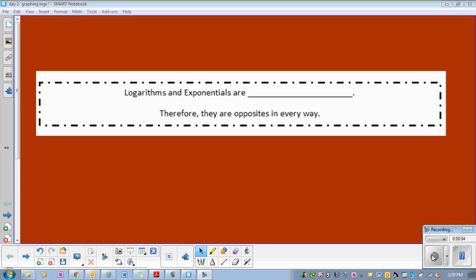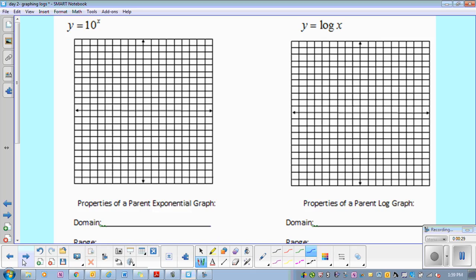All right, so logarithms and exponentials, they are basically inverses, okay? These are inverses of each other, which means that basically they're opposites in every single way, all right? So let's take a look at both of our graphs.